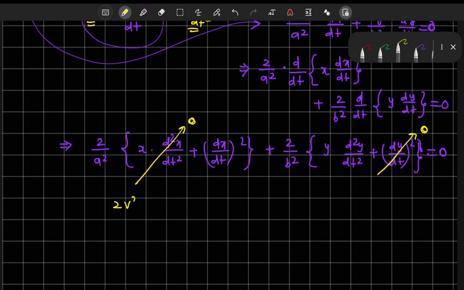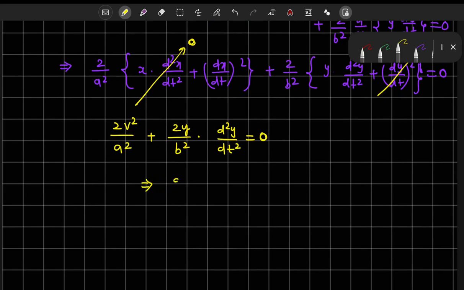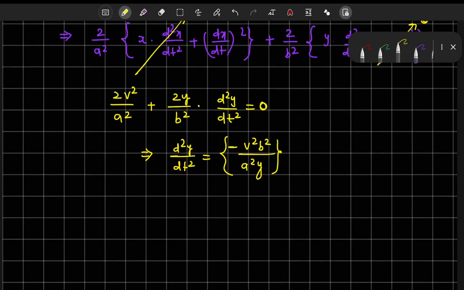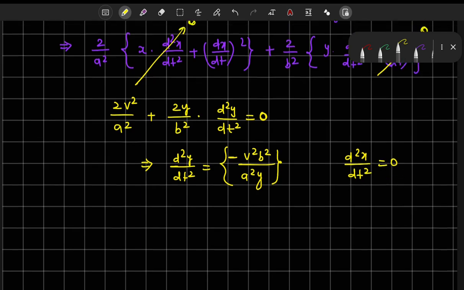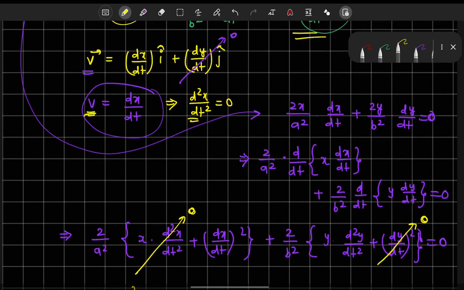So we will get 2v square upon a square plus 2y upon b square into d square y upon dt square is equal to 0. So from here we can get d square y upon dt square is equal to minus v square b square divided by a square y. Okay, so this is the expression of d square y upon dt square we got, and d square x upon dt square is equal to 0 because v is constant.